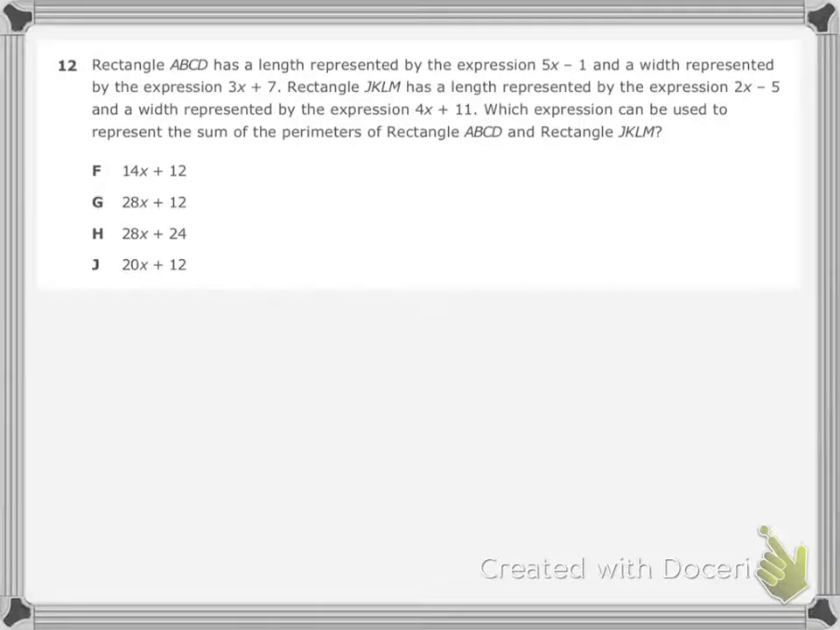This problem is a lot like the other rectangle problem where we subtracted the perimeters. This one is asking for an expression that can be used to represent the sum of the perimeters. So we're basically adding these two perimeters together, right? So let's take a look at what we've got.